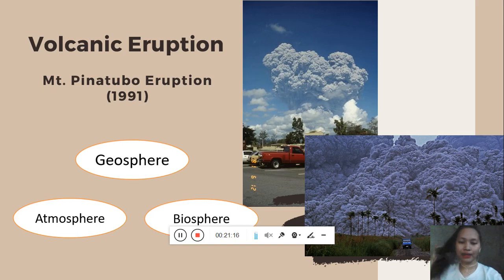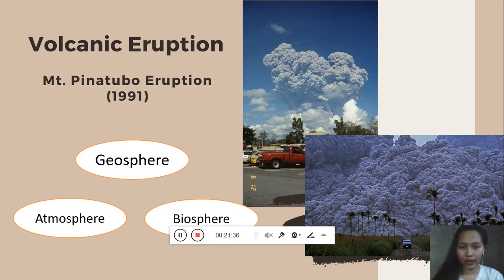It can affect the health of the people and animals that can lead to death. So it affects the biosphere. And moreover, it can also affect the atmosphere since it is giving off mixtures of gases and dust, making the whole Earth's temperature lower down.